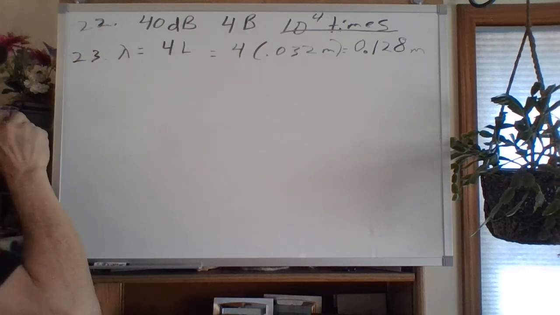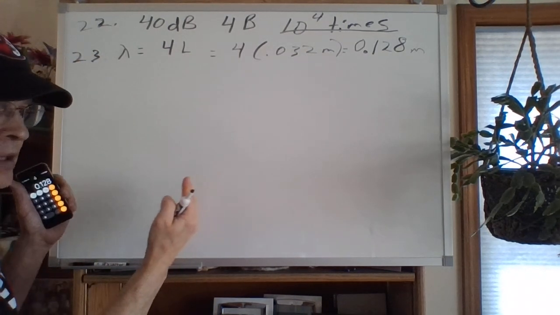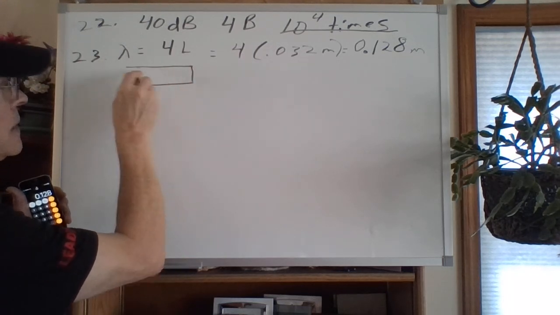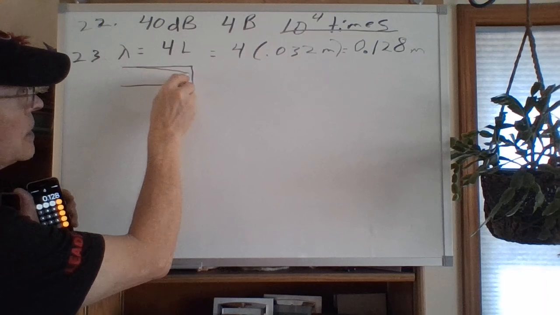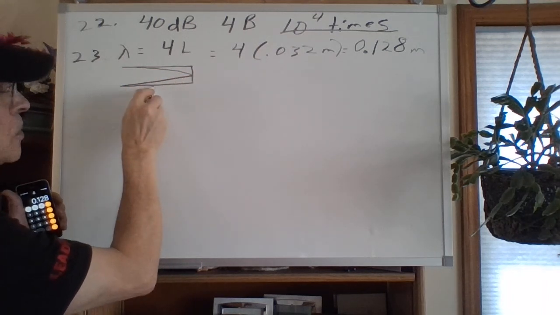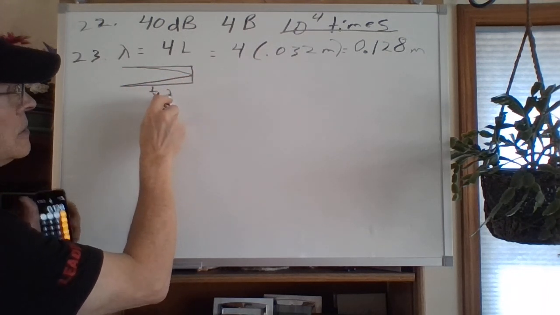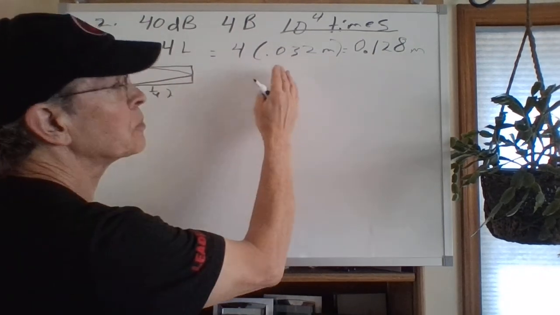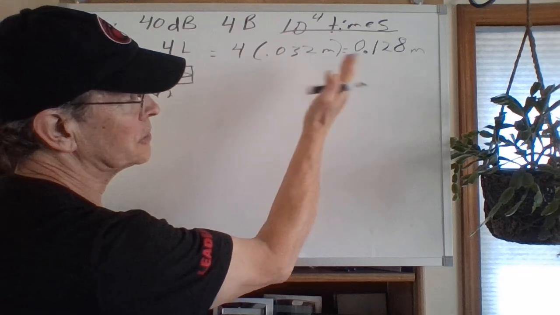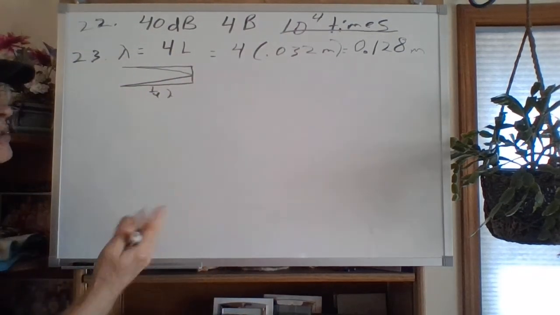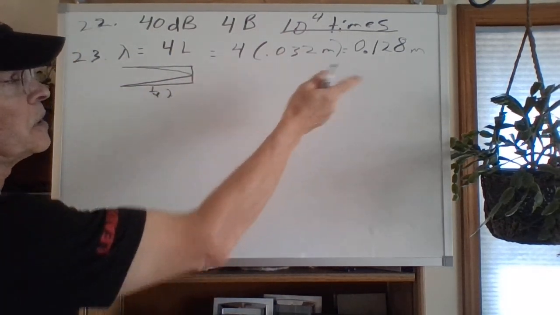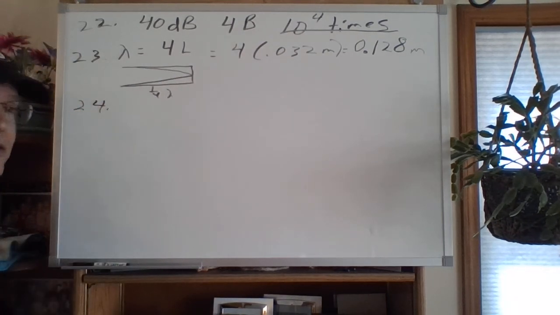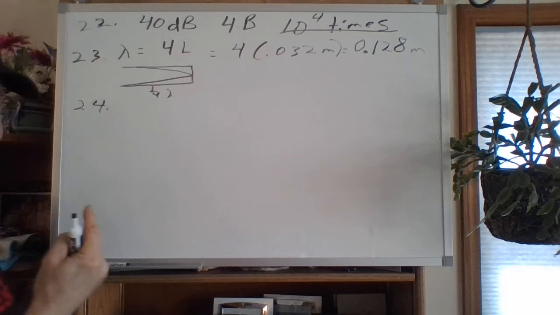Of course, the wavelength, because a closed tube, if you remember, has a node at the closed end and an antinode at the open end. That's only 1/4 of a wave. So the wavelength is going to be 4 times that long, which is 4 times 0.032 meters. You can leave it in centimeters if you want to, but 0.128 meters would be the length of the wave that resonates in the ear canal.